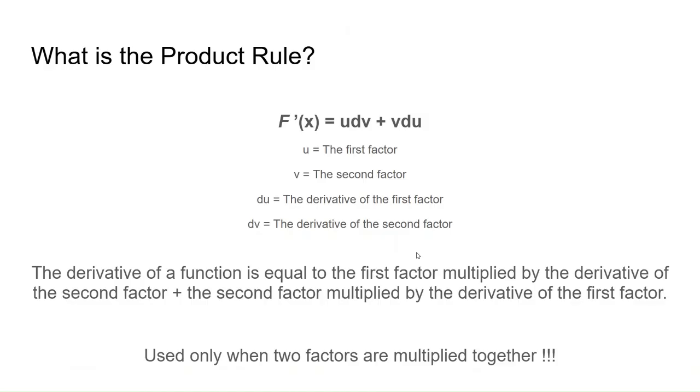So just going over what this equation means, it means that the derivative of a function is equal to the first factor multiplied by the derivative of the second factor plus the second factor multiplied by the derivative of the first factor. And this is only used when two factors are multiplied together, just to prevent any mix-ups with the quotient rule, which is what I'm about to go over right now.